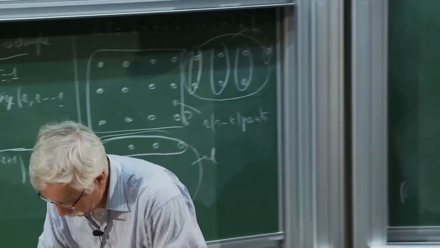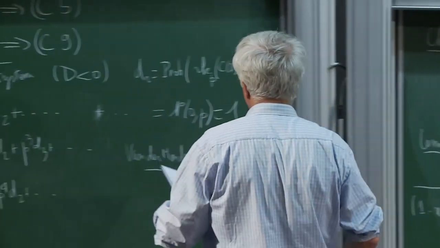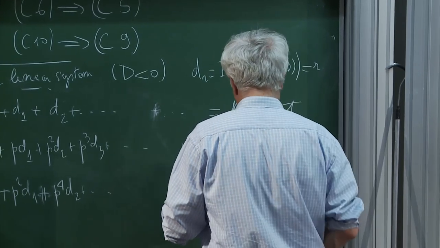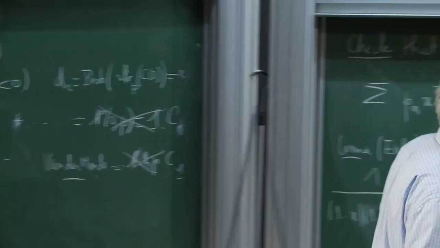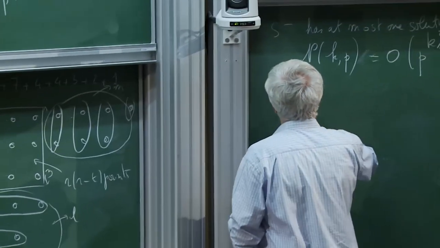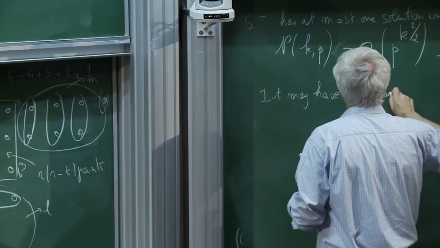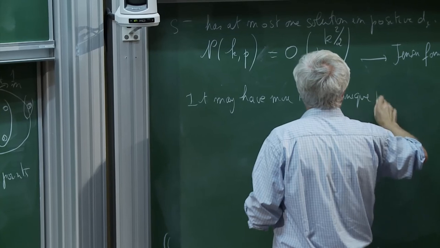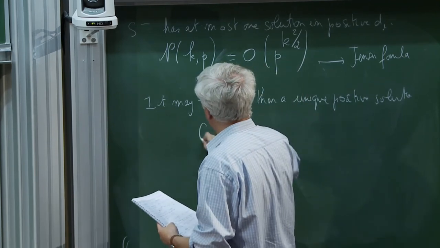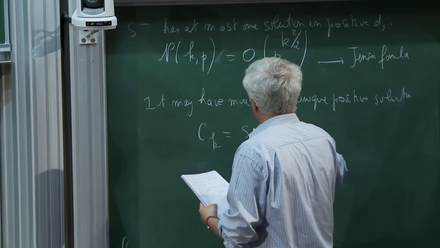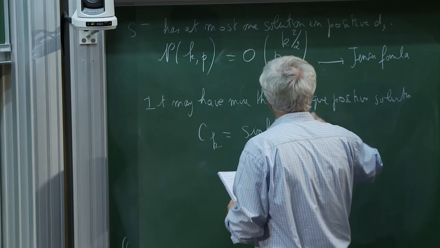For instance, suppose here I replace it with some C_k. So it will be C_0, C_1. So it may have more than one solution, more than a unique positive solution. So I shall take C_k equal to the hyperbolic sine of pi p power k.